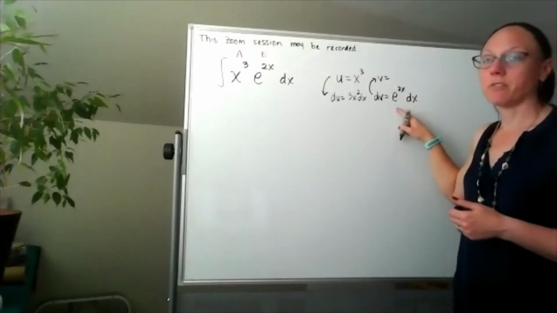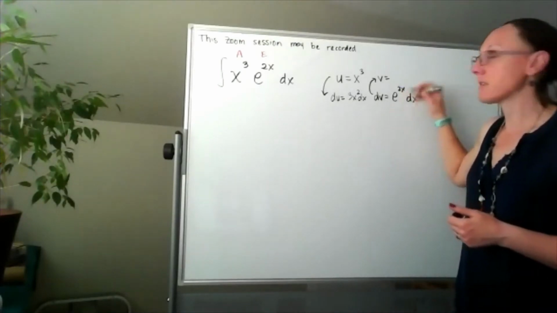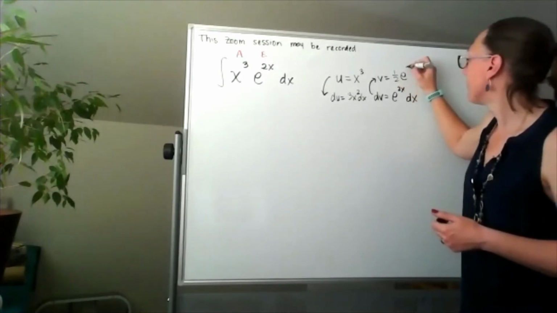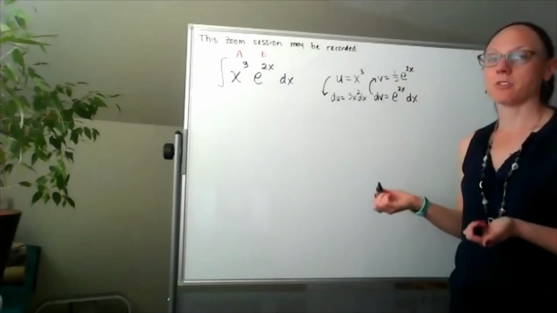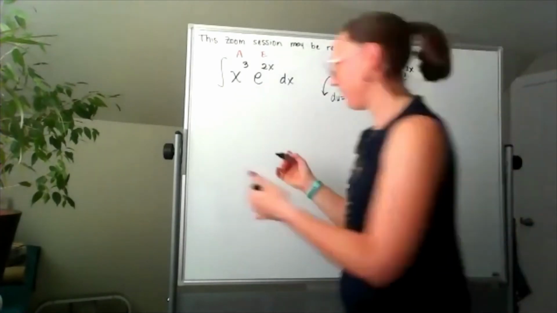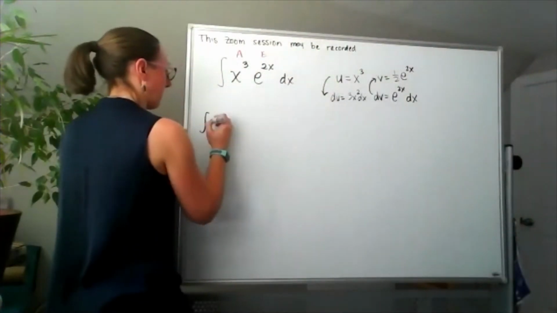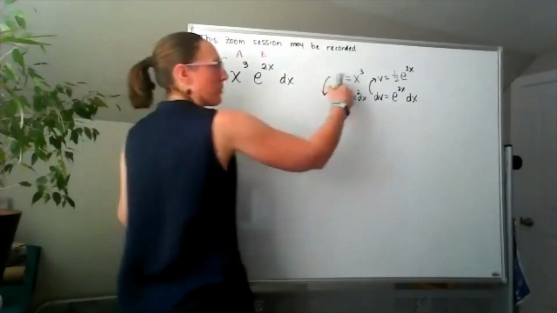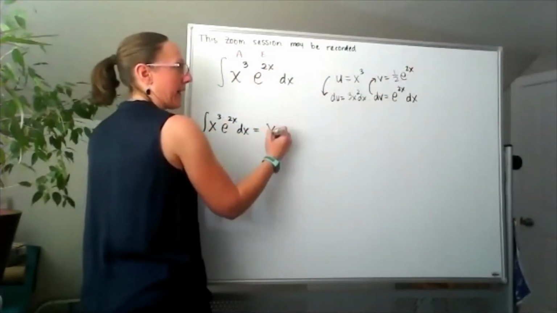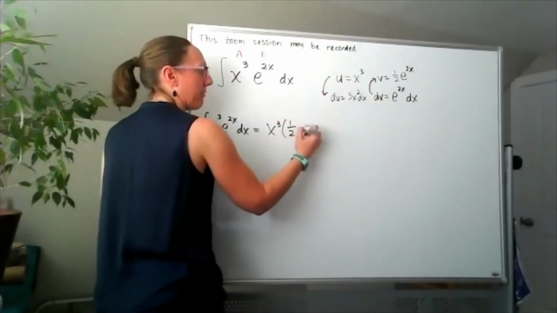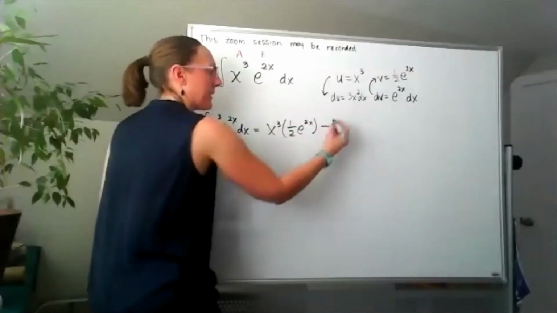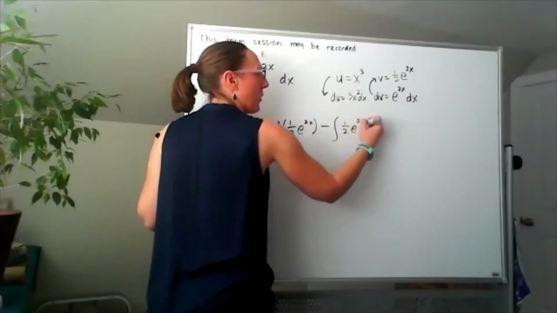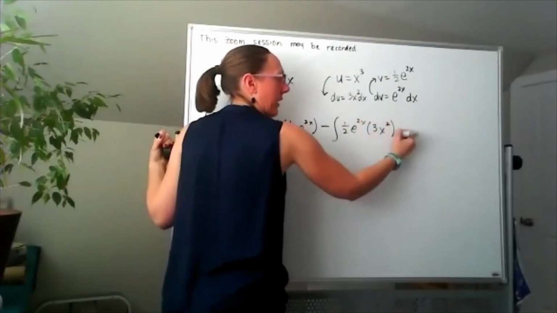Remember, the antiderivative of e to a number times x will be 1 over that number, e to that number times x. Putting all of that together, we've got x cubed e to the 2x dx is equal to ultraviolet voodoo. So x cubed times 1/2 e to the 2x minus the integral of v du, 1/2 e to the 2x times 3x squared dx.